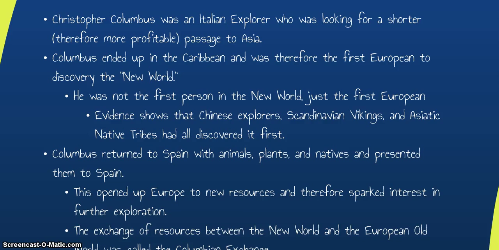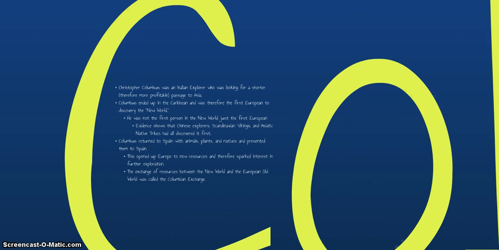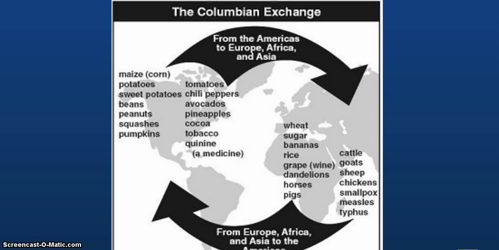He then returned to Spain with a bunch of animals, plants, and natives, as in human beings, and presented them to Spain. This opened up Europe to new resources and therefore sparked interest in further exploration and, as we discussed, in colonization. The exchange of resources between the New World and the European Old World was also called the Columbian Exchange. And here's a brief map showing the Columbian Exchange.